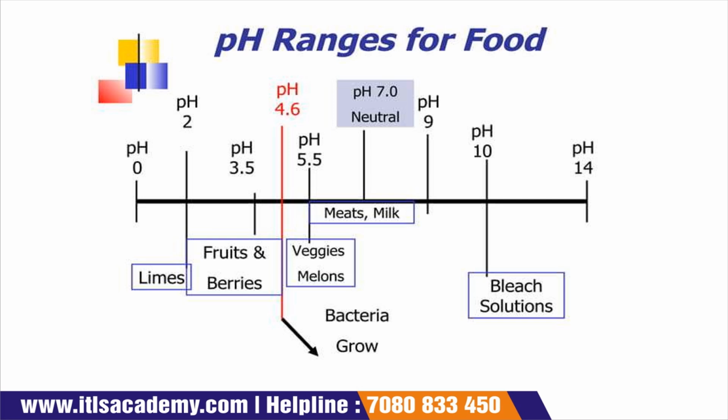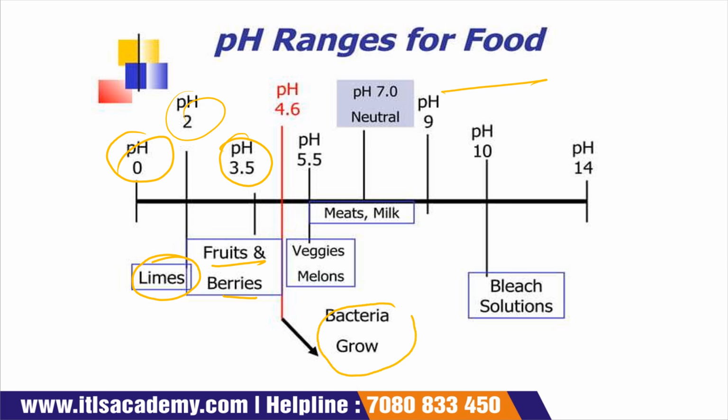Now the next one is pH ranges for food. pH 0 is for limes, pH 2 is for fruits and berries, and pH 3.5 is also for fruits and berries. pH 4.6 is for bacterial growth. If food is kept at pH 4.6, this is the best pH for the growth of bacteria. Now pH 5.5 is for veggies and melon, and pH 7 is neutral, and this is for meat and milk.